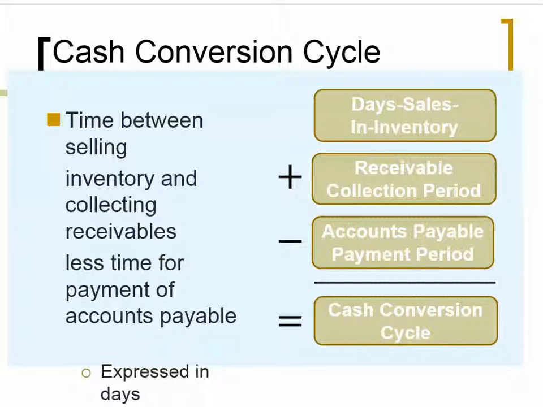Let's look at the cash conversion cycle. This measures the time it takes a company to sell its inventory and collect its receivables, minus the time it takes to pay its accounts payable. So we take our days sales in inventory, add the receivable collection period, subtract the accounts payable payment period, and that's going to give us our cash conversion cycle. Now we may need to go back and revisit what each one of those ratios are as well.